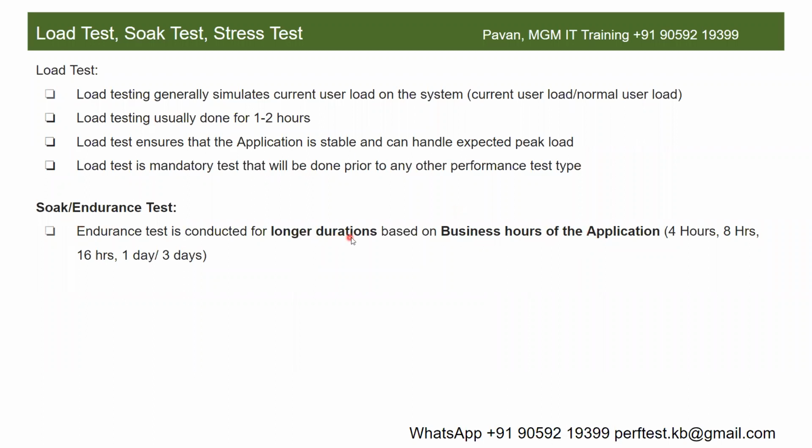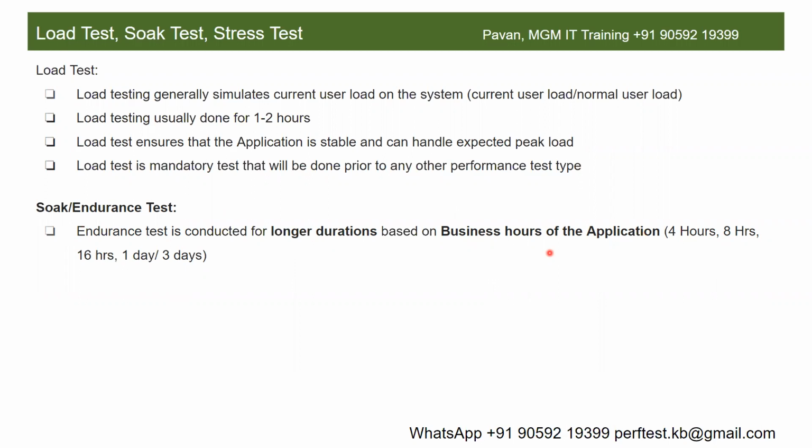SOAK test means long duration test, first of all. It depends on the business hours of the application. That business hours can be 4 hours or 6 hours or 8 hours or 16 hours. We can ask the client what the business hours of the application are. What is meant by business hours, guys?